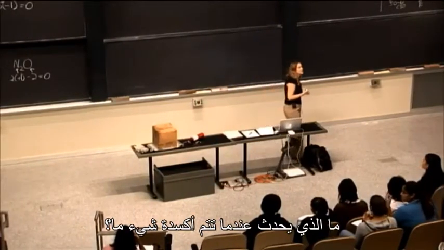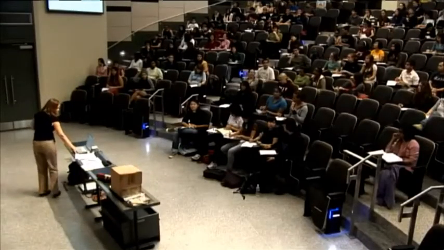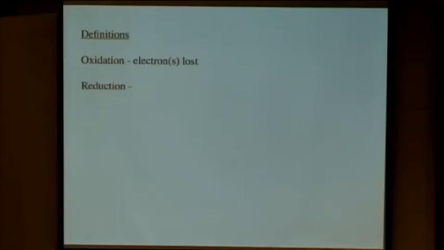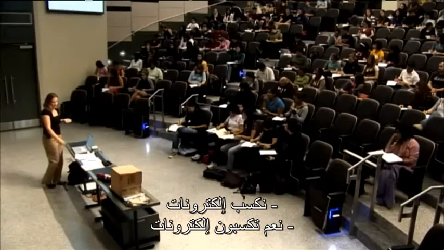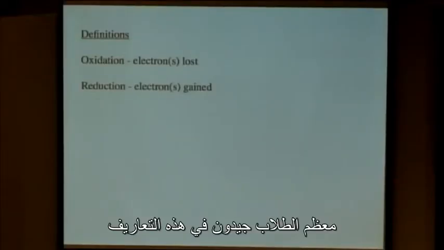What happens when something is oxidized? Yep. So when you oxidize something, electrons are lost. What happens when you reduce something? Gains electrons. Yep, you gain electrons. Most people are good with those definitions.